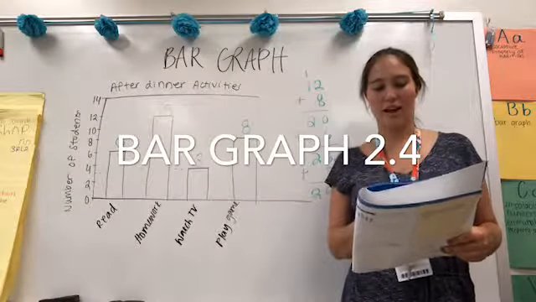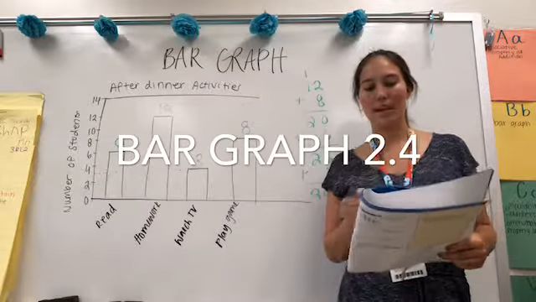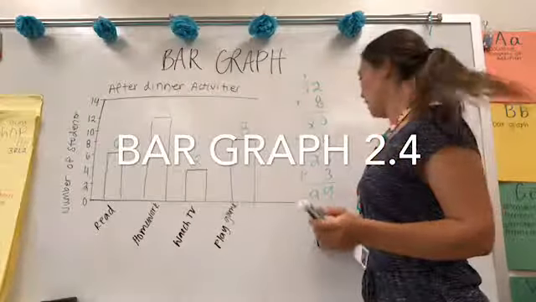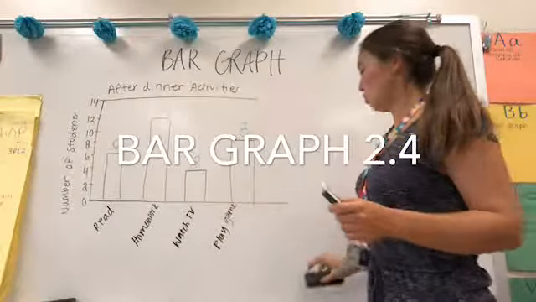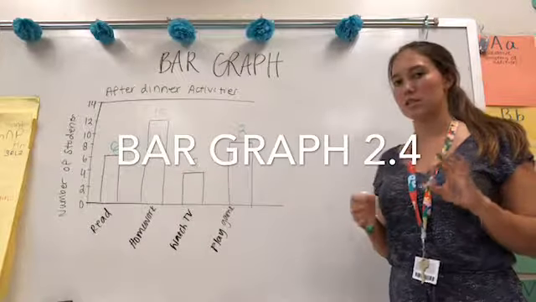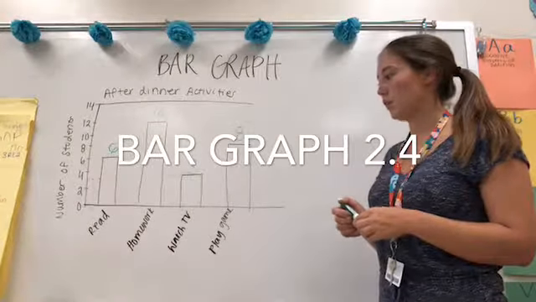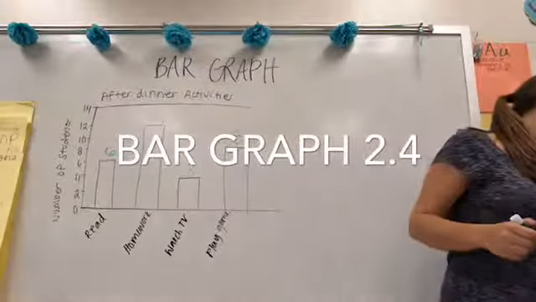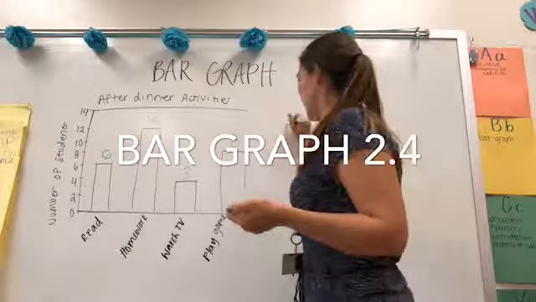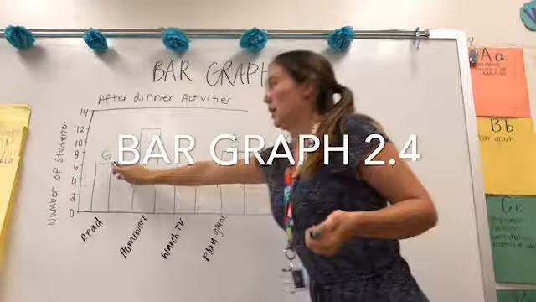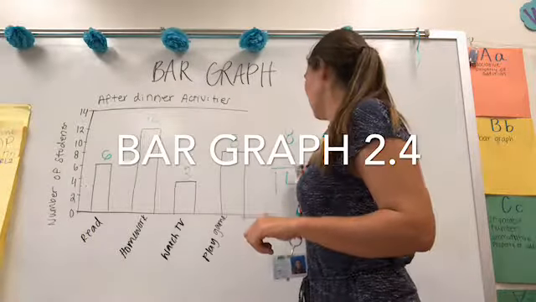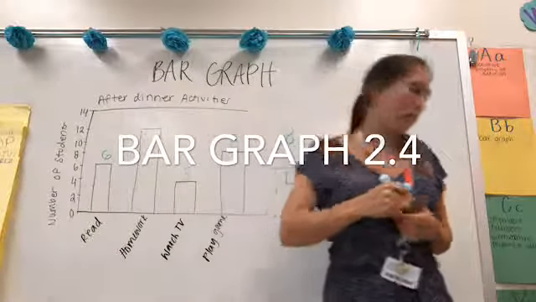The next question after that asks about how many students in all played a game or read. So it wants us to look at the amount of students that played a game and the amount of students that read and find the total. The word total is a key word to tell us that we're going to be using addition. So the question is asking about playing a game or reading. Playing a game is 8 and reading is 6. 8 plus 6 equals 14. So that's 14 students.